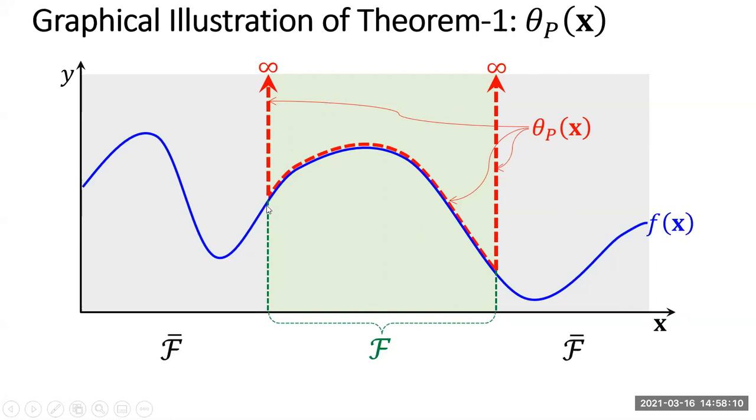And in the feasible region, theta p of x equals f of x. You see that? The red dotted line is theta p of x. In the feasible region, it's equal to f of x, right? But in the infeasible region, it shoots up to infinity. So everywhere here, it's infinity. Theta p of x is infinity everywhere here and here. Okay? Any questions? No. How about the other guys here? No questions, Dr. Das. No question.